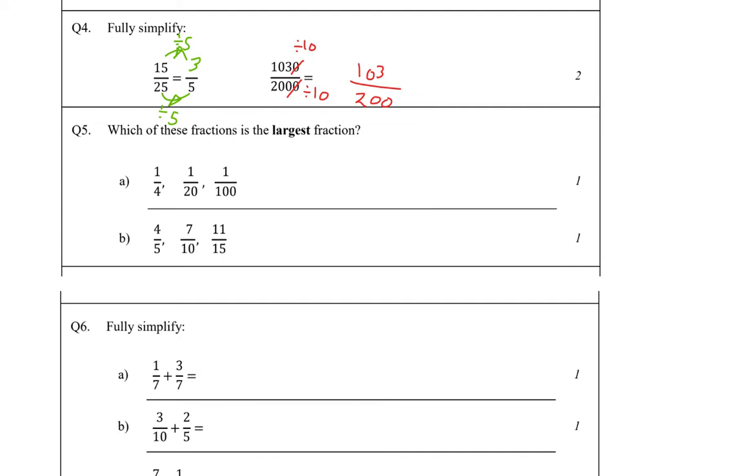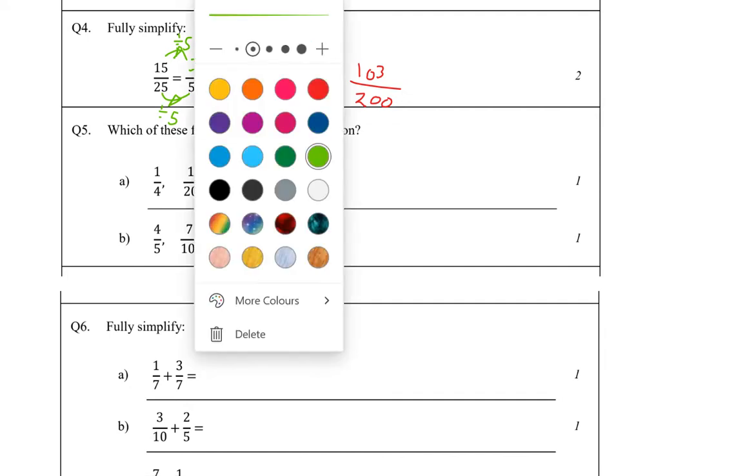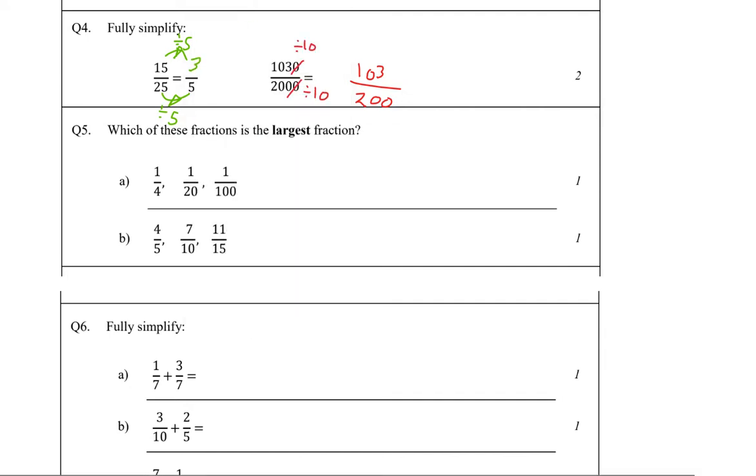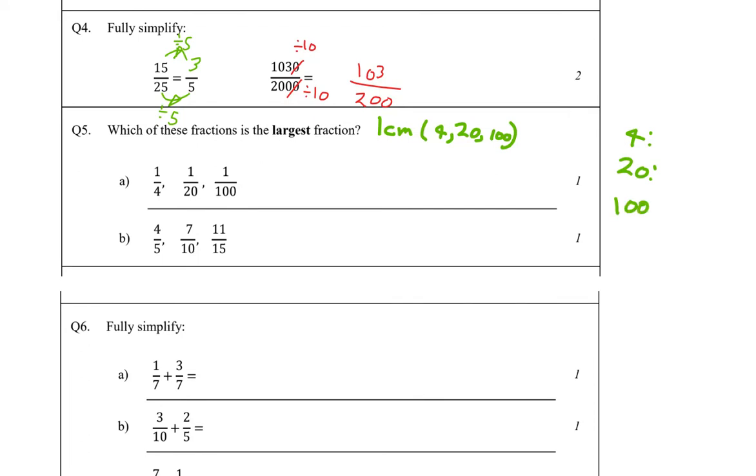Question 5 says, which of these is the largest fraction? So here we need to consider the lowest common multiple. The lowest common multiple of 4, 20 and 100. So let's list the multiples of 4, 20 and 100. I would recommend starting off with the largest.